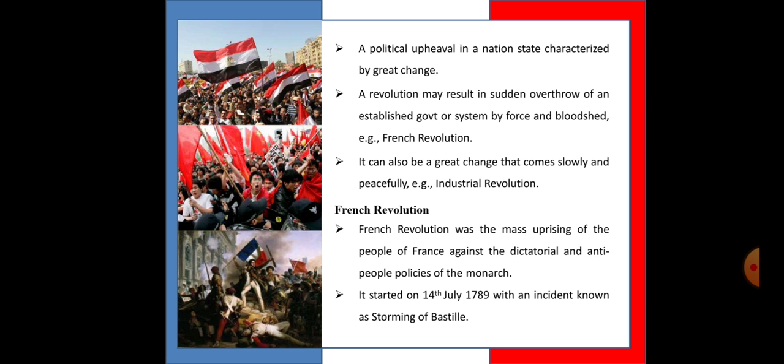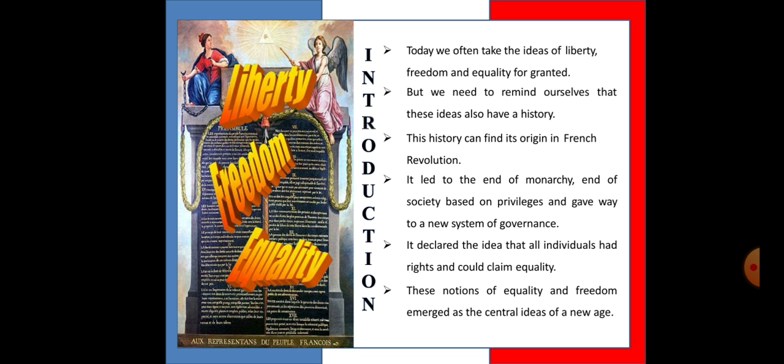Revolution can be a sudden overthrow of an established government or a system by force. The French Revolution was the mass uprising of the people of France against the anti-people policies of the monarch. It started on 14 July 1789 with an incident known as the storming of Bastille. Today, we often take the ideas of liberty, freedom and equality for granted, but we need to remind ourselves that these ideas also have a history.